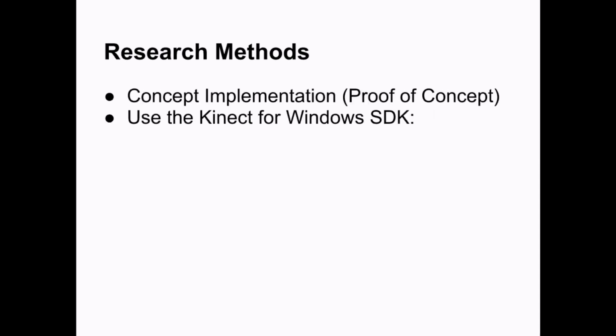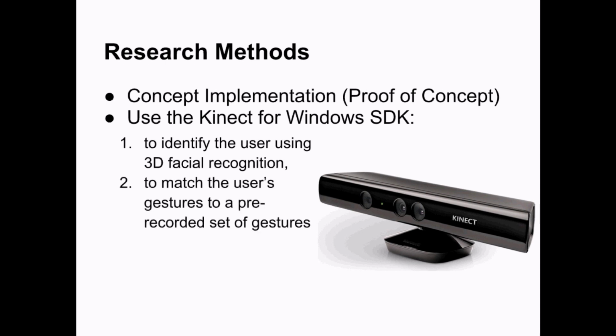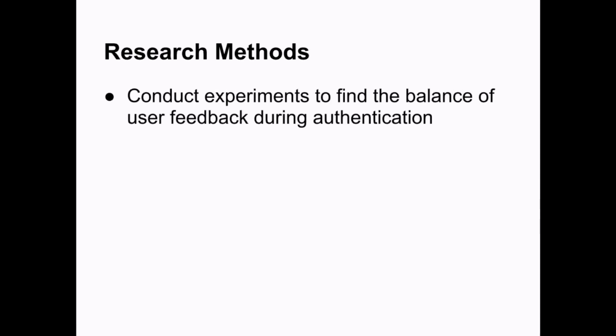For our research methods, we've chosen to follow the concept implementation methodology, otherwise known as the proof of concept. We're going to use the Kinect for Windows SDK, first to identify the user using 3D facial recognition, second to match the user's gestures to a pre-recorded set of gestures, and third to use voice passphrases for authentication.